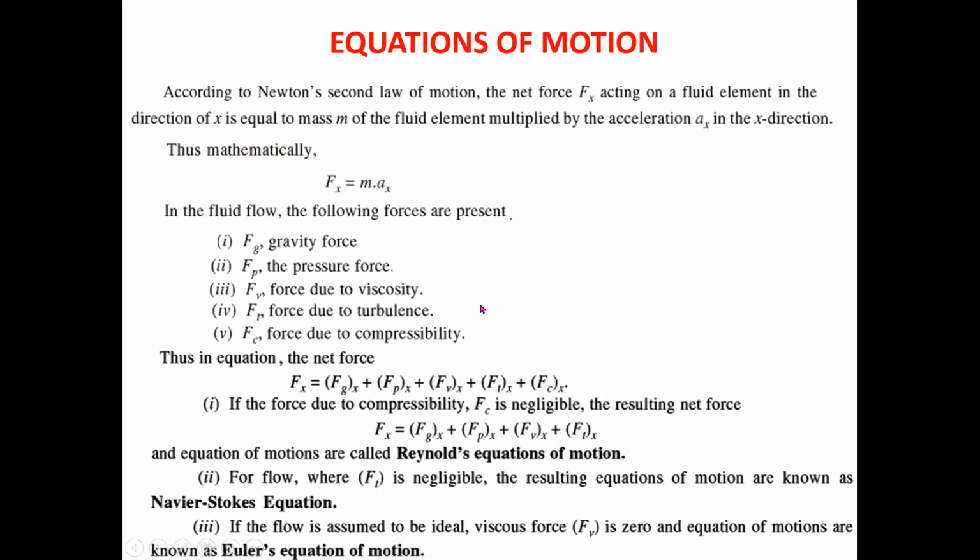So if the fluid is incompressible, nothing but if the force due to compressibility is removed, you'll get your Reynolds equation. And if you again remove your turbulence force, you'll get your Navier-Stokes equation. And further, if you also remove the viscous force, that gives your Euler's equation of motion. So in Euler's equation of motion, you can see you'll have only force due to gravity and force due to pressure. So Fx equal to Fg of x plus Fp of x gives your Euler's equation.